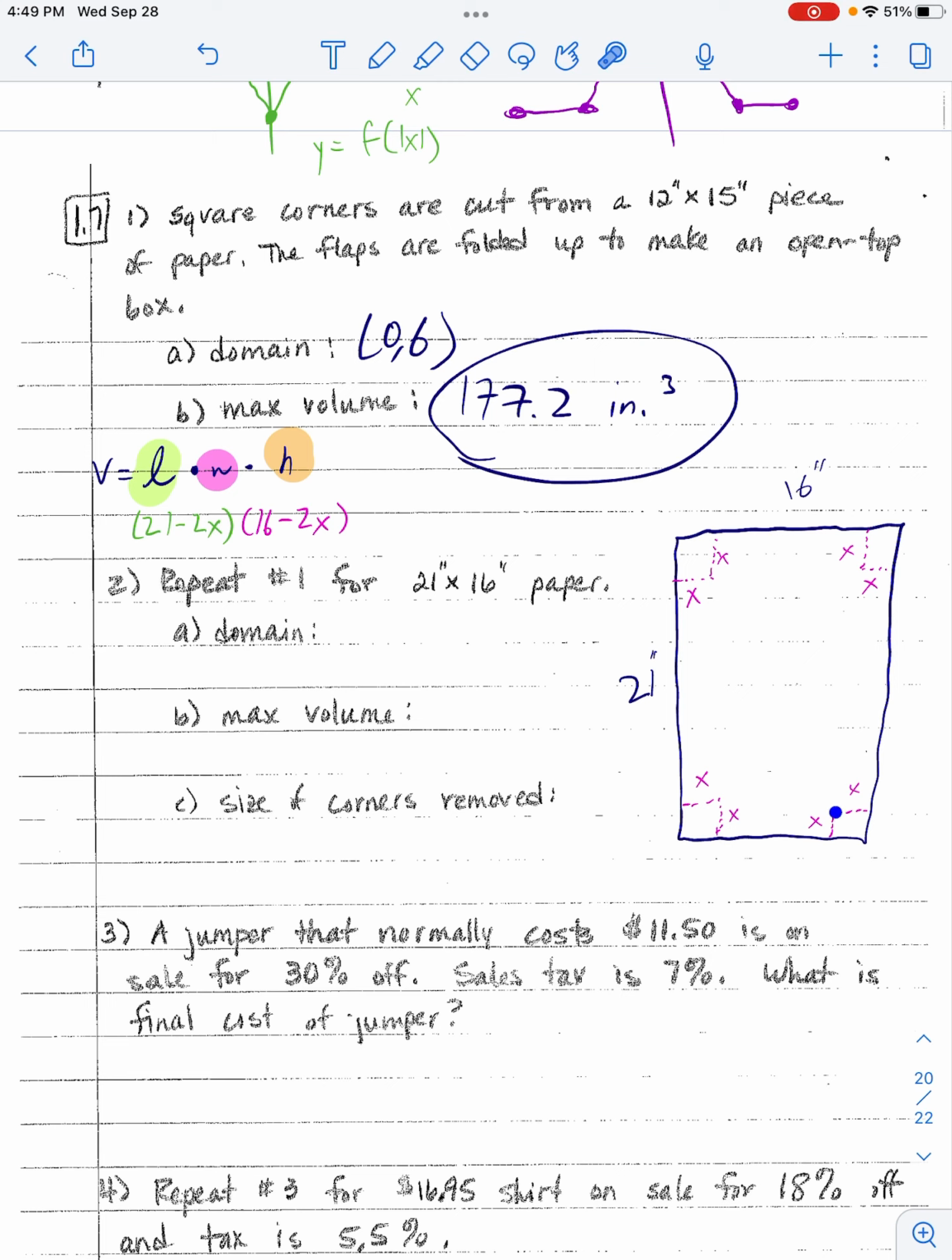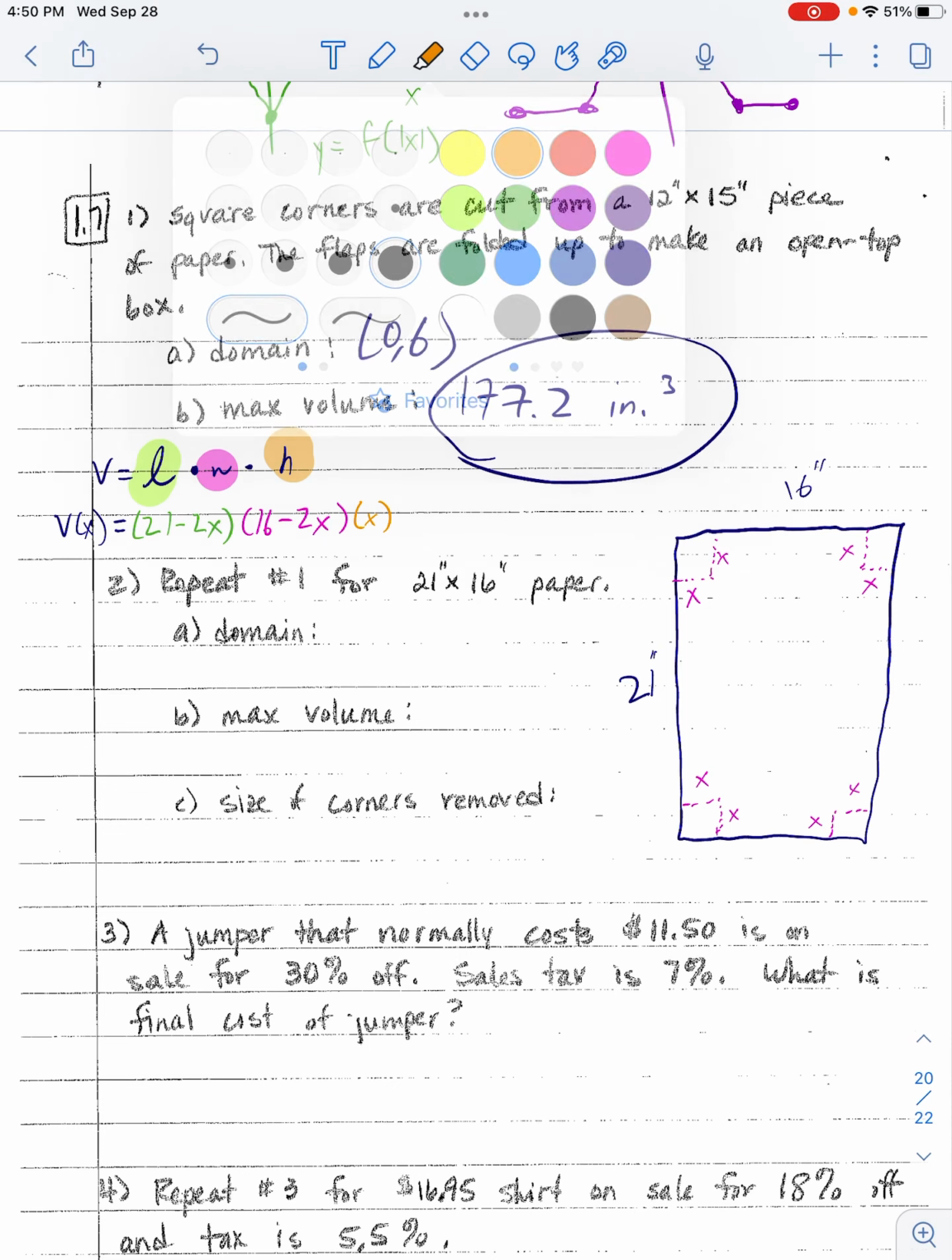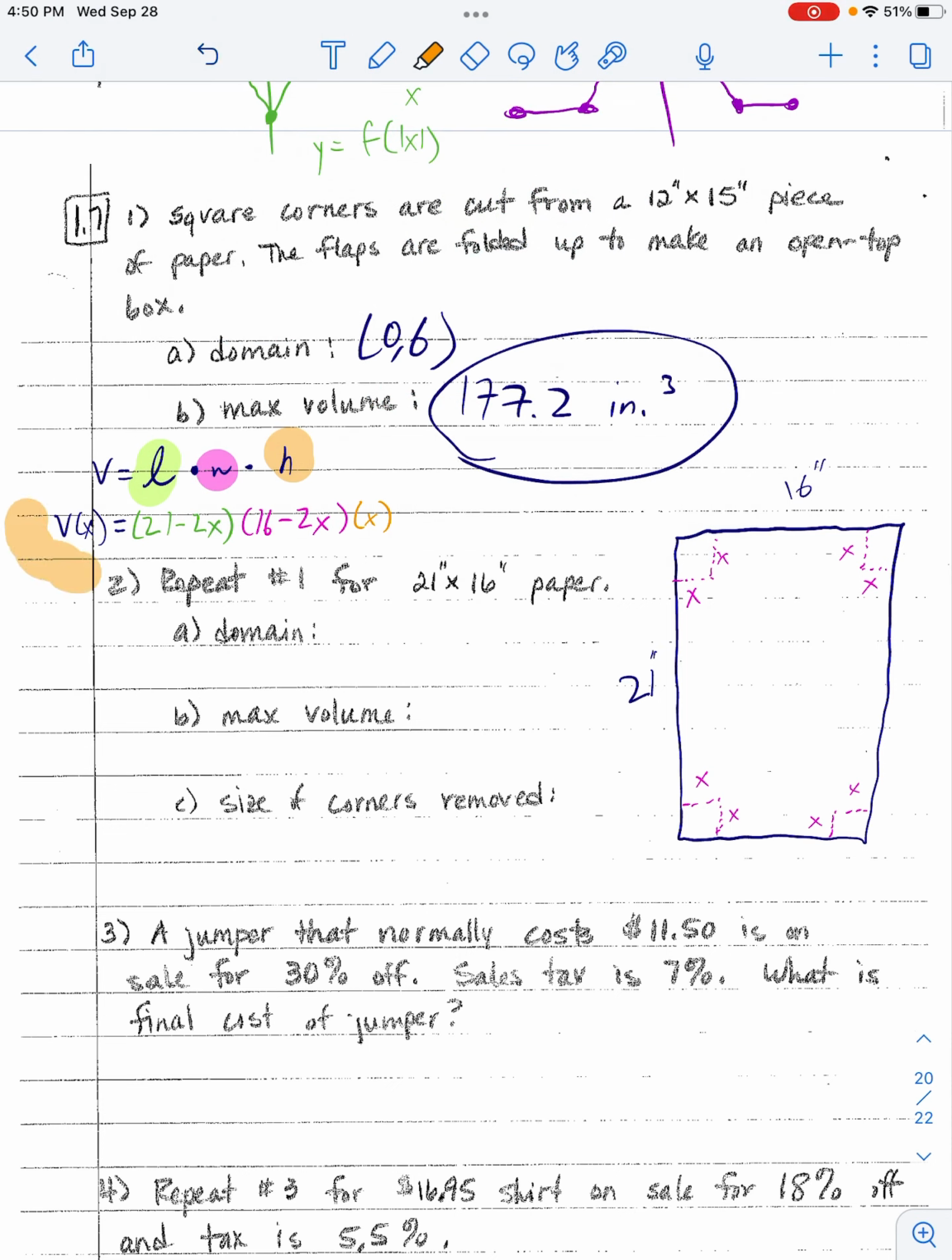So X is a variable, so we're going to write V as V of X, because V is a function of X. This means that V changes as X changes. Our volume depends on how far we cut into the box. So let me circle this. This is our big volume function we're looking at for this problem.